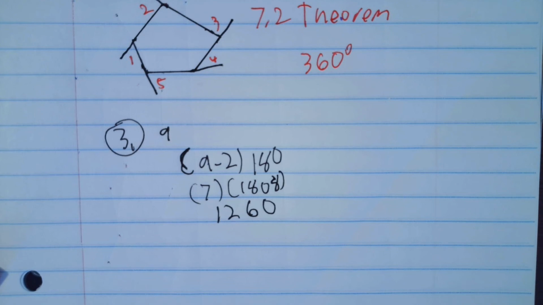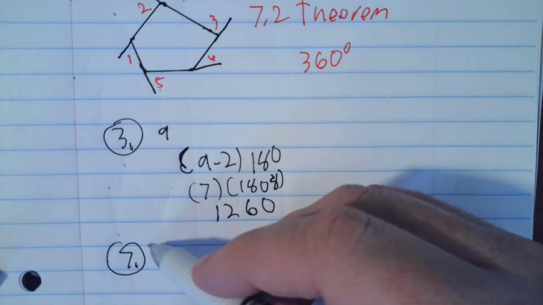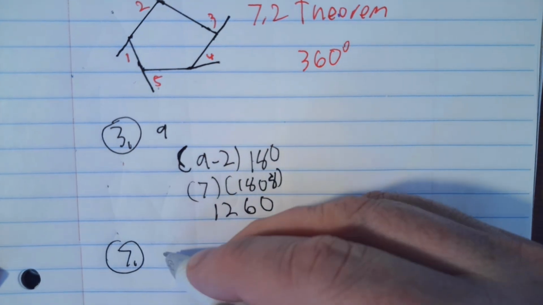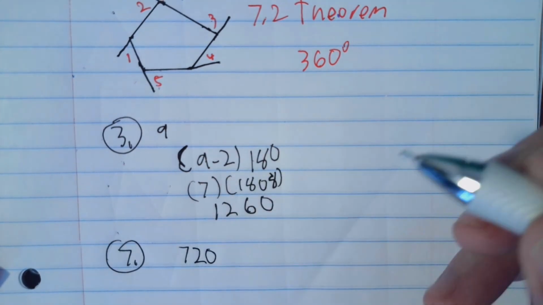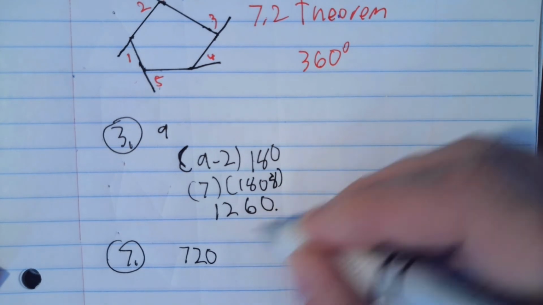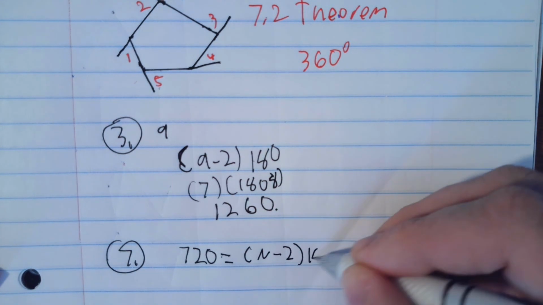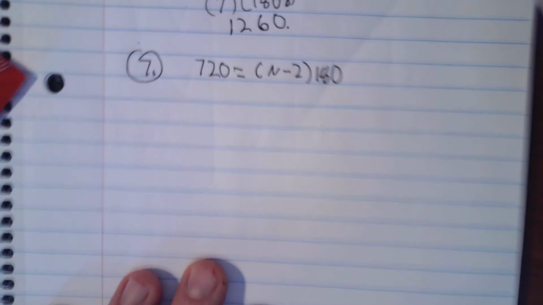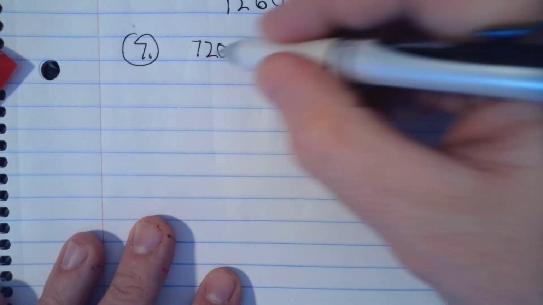The sum of the measures of the interior angles of a convex polygon. Classify the polygon by the number of sides. Okay, so I'm going to do this one, and it's probably your number 5, but it's 7 in the book. So this is 720. Well, that's the final answer. So how would I get there? Well, 720 is going to equal n minus 2 times 180. That's the formula, right? So I'm going to divide by 180. That's how I'm going to start.